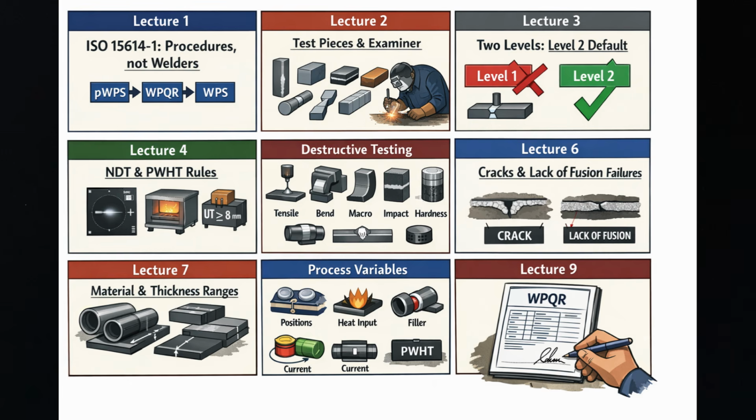Lecture 7. Material grouping, thickness ranges, and diameter ranges govern what a WPQR covers in production. Lecture 8. Process variables, positions, heat input, filler, current type, PWHT, each with specific qualification ranges. Lecture 9. The WPQR records all welding parameters and test results. The examiner's signature makes it valid.